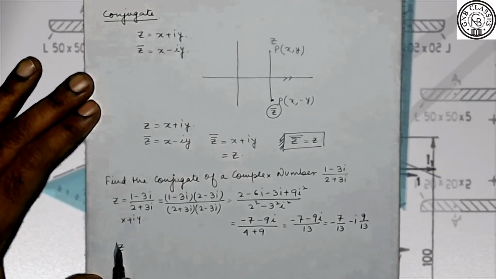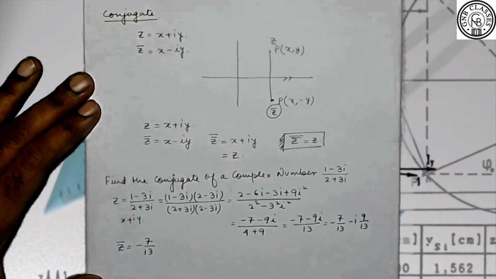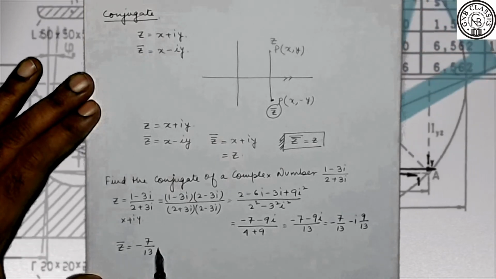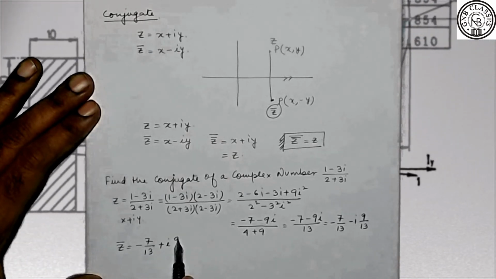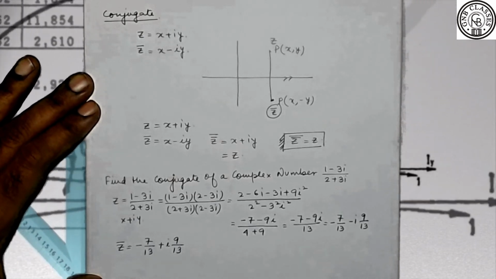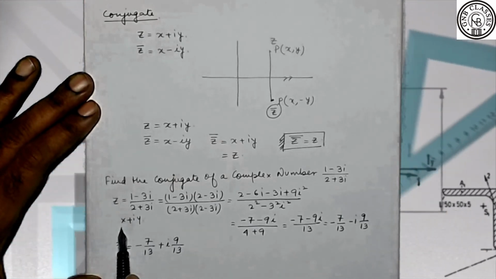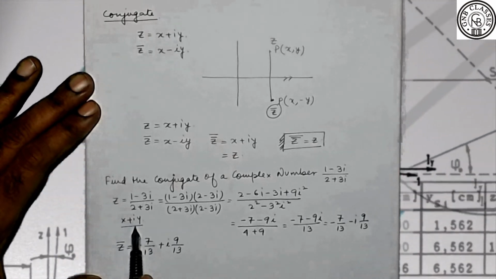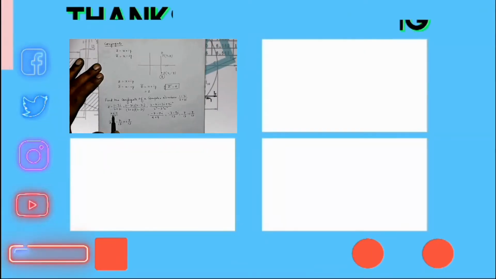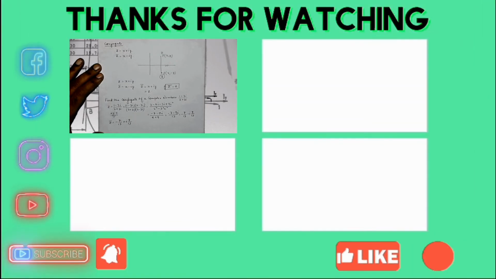Therefore, its conjugate z bar will be minus 7 by 13 plus iota 9 by 13. Is it clear? Have you understood how to find the conjugate of any complex number? Always convert it in terms of x plus iota y and then replace this iota by minus iota. You are going to get the conjugate of that complex number.